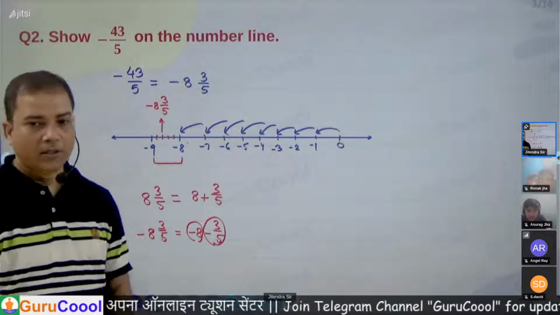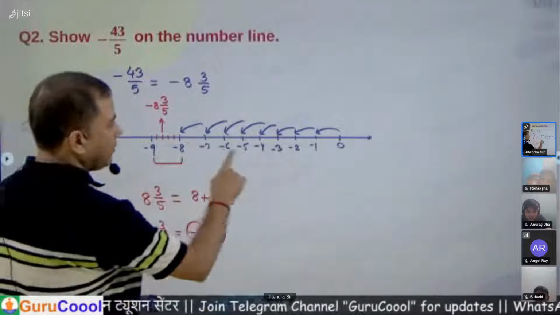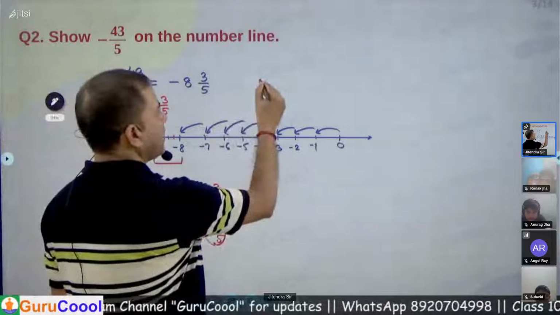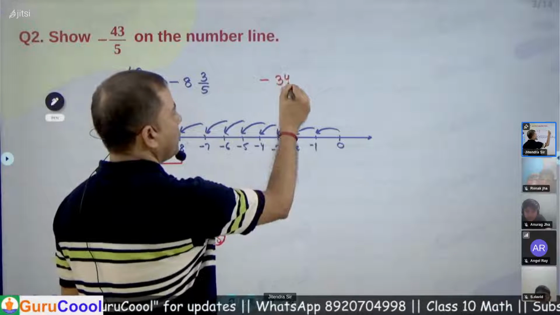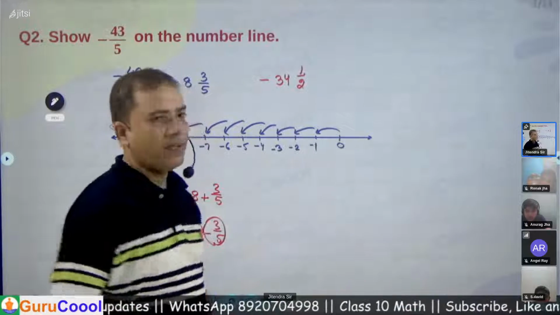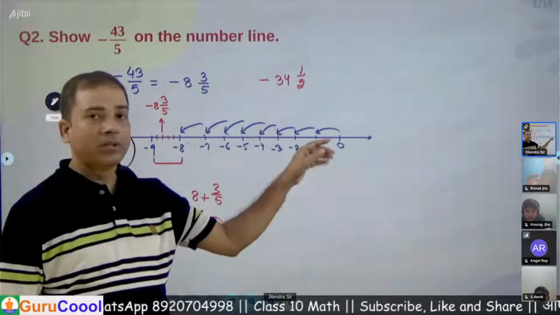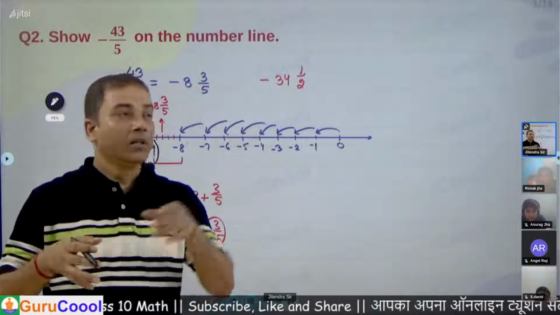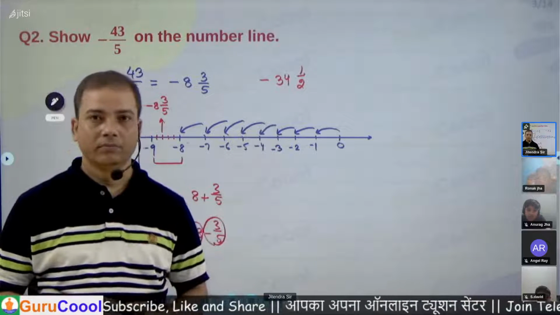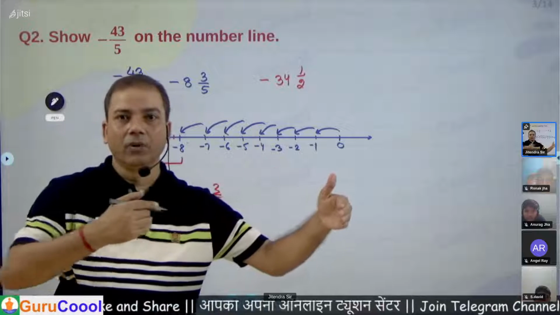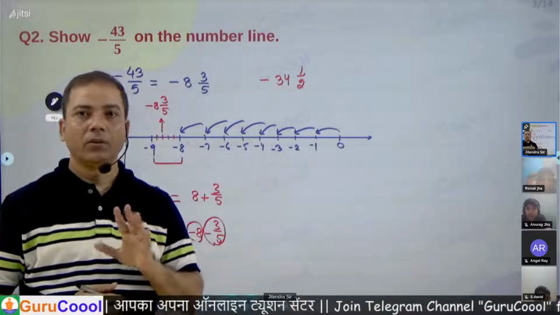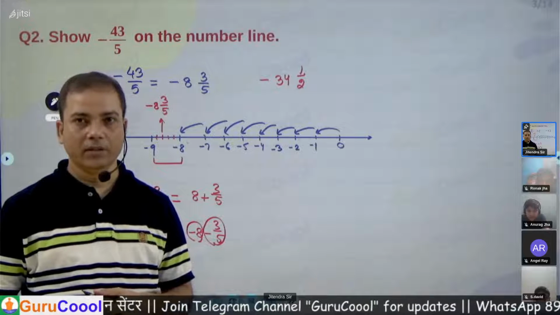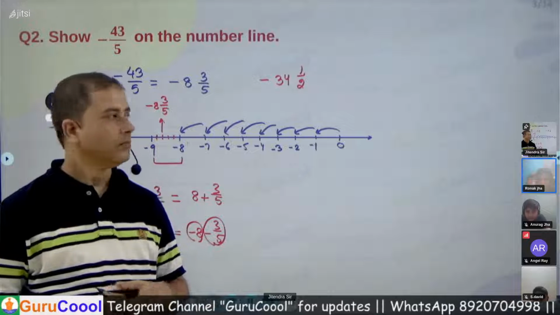Okay, but you might be noticing it is a very time taking process. It was 8, sometimes it may be minus 34 and 1 by 2. Don't you think it is a very time taking process? You will show 0, 1, 2, 3, 4, 5, 6, 7, 8, 9, 10, 11, 12, 13, 14, 15, till 34. It's unnecessary work. No need to do that. Are you understanding the way I'm telling? Yes, sir.